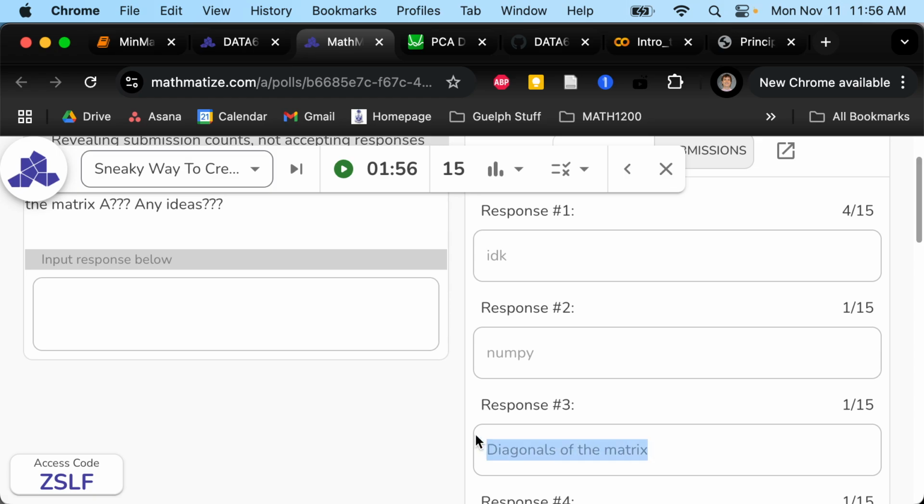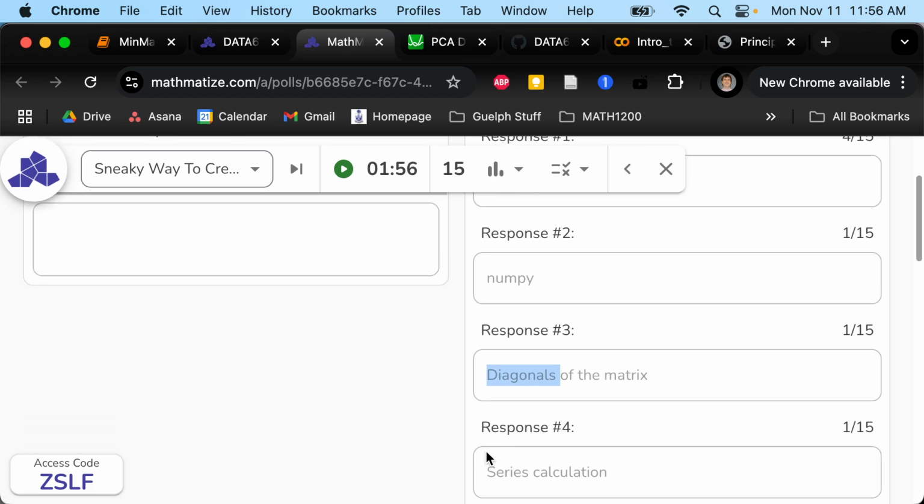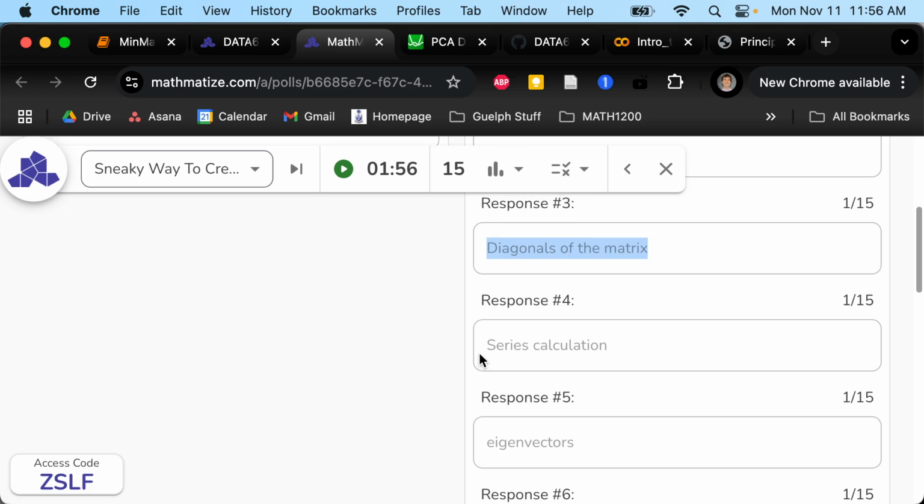Diagonals of the matrix. This is one of the right ideas. There's something called diagonalize. So diagonal is a noun; we want the verb form. Diagonalize means turn the matrix into a diagonal matrix. We'll see why that works in a second. So this is functionally the thing we're going to do, but we want to see how it works. Okay, series calculation. I don't know what that means.